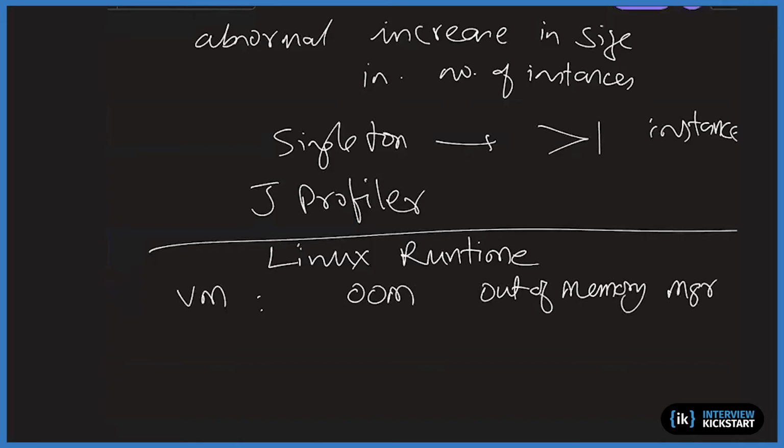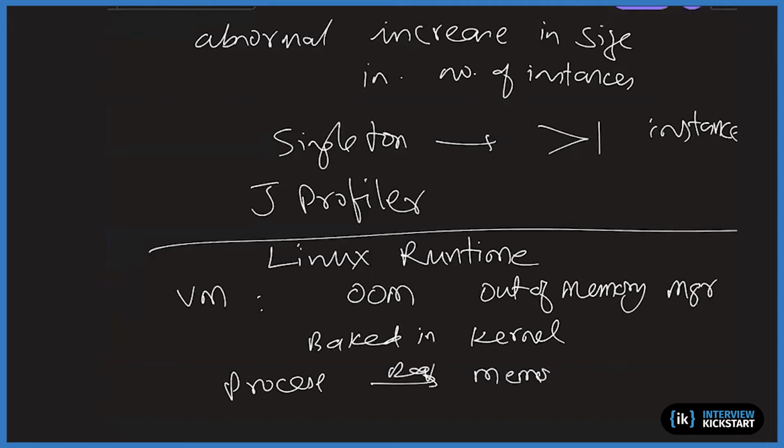Now, it is part of the kernel, baked into the kernel. When a process requests a resource, we are talking about memory, it allocates normally, but we may run out of resources, right? So it needs to know whether it can allocate, because the allocation can fail. This out of memory manager comes into the picture when it runs out of memory.